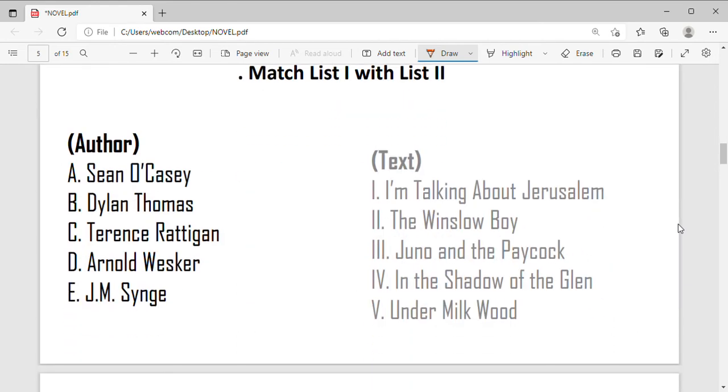Come to the second one here. Sean O'Casey, the Irish writer, very famous for his Dublin trilogy. In his Dublin trilogy, the very first work is The Shadow of a Gunman, published in 1923. Then we have Juno and the Paycock, published in 1924. Then we have The Plough and the Stars, the third work of his Dublin trilogy, published in 1926. So make sure you read his Dublin trilogy, very important work.